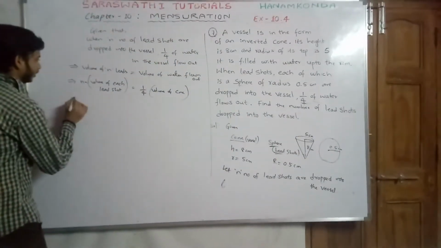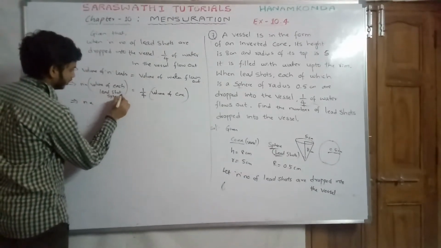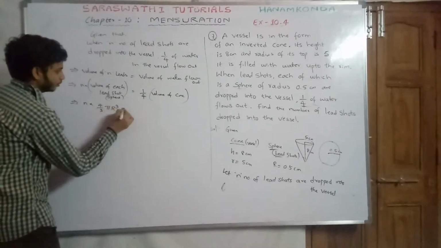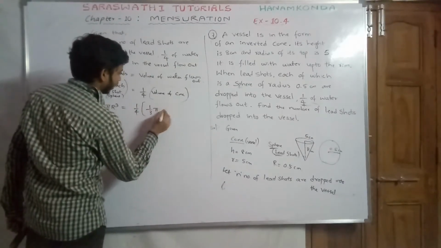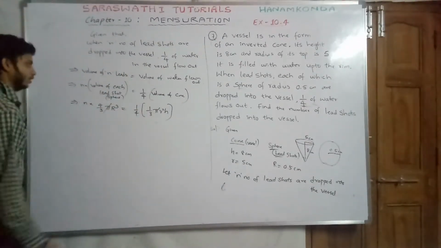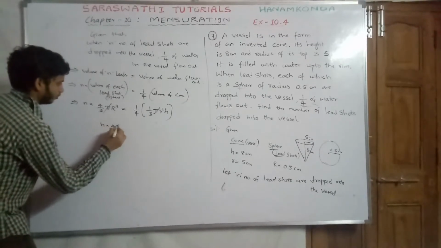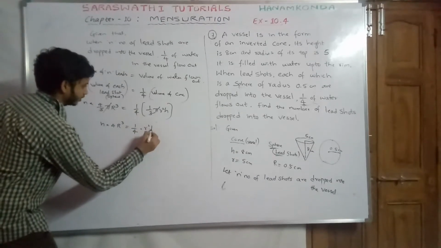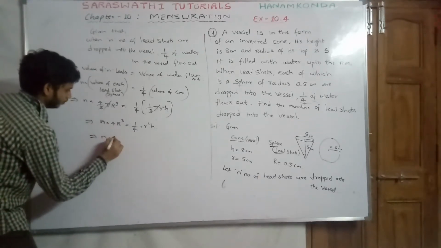So n into the volume of each lead shot, that means the volume of the sphere, since the lead shot is nothing but a sphere. The volume of a sphere formula we know is 4/3 pi r cube, equal to 1/4 of the volume of the cone, whose formula is 1/3 pi r square h. Now pi gets cancelled, and we can cancel 3 and 3. So n into 4 into r cube equals 1/4 into r square into h.